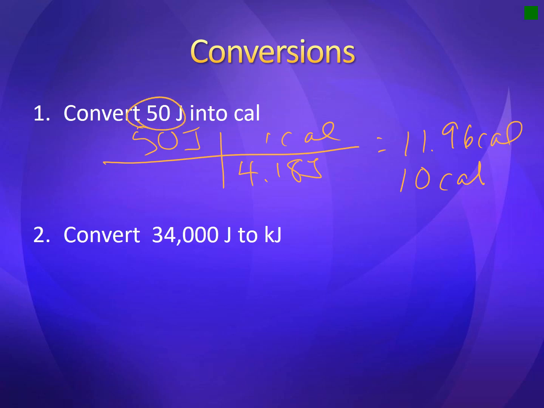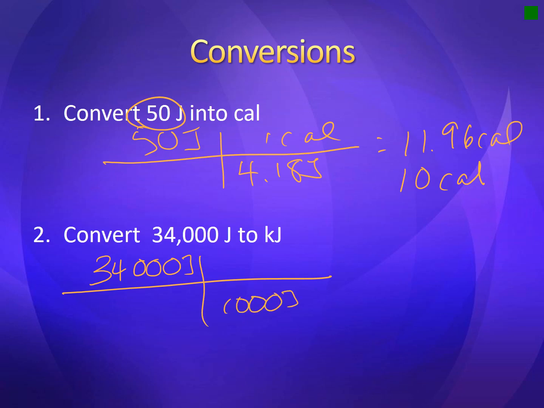That's it. The next one we're asked to do is convert 34,000 joules into kilojoules. There are 1,000 joules for every 1 kilojoule. So multiply that out and you get 34 kilojoules.